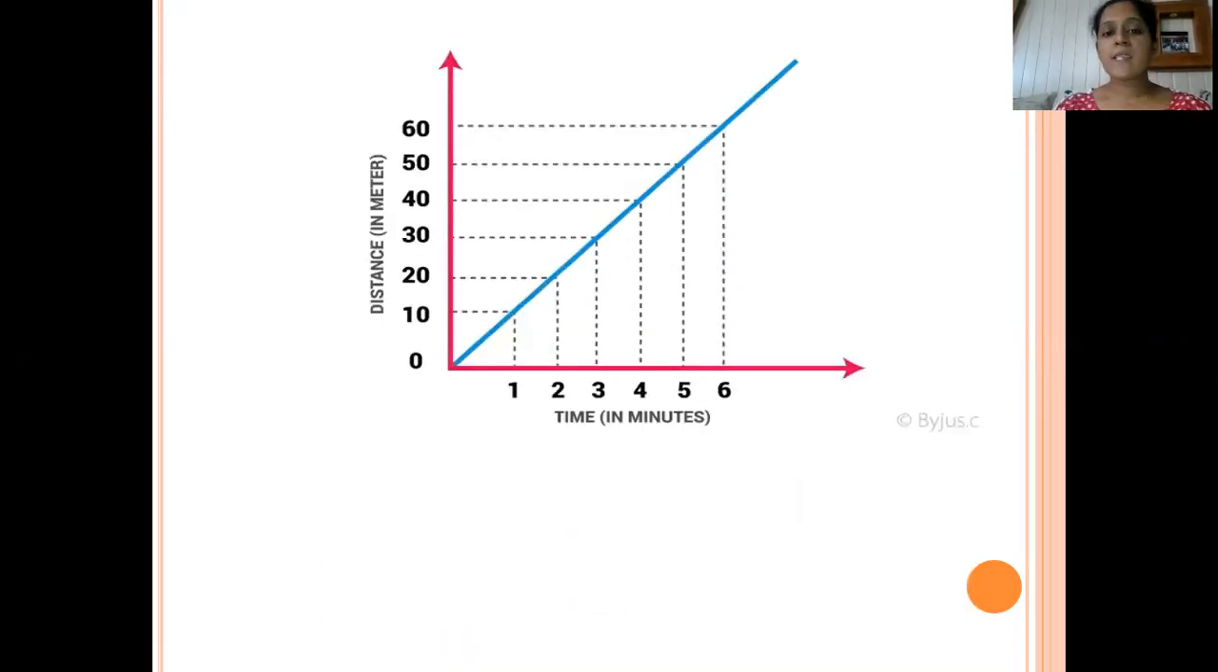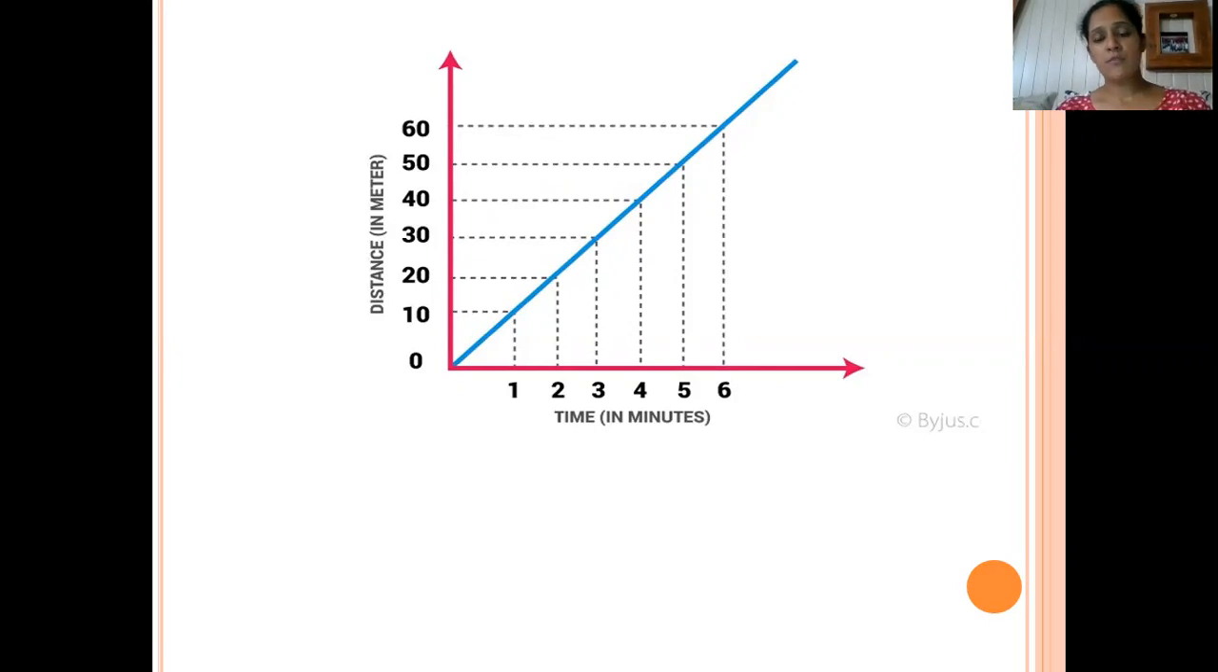Here is a distance time graph where the graph represents a slope and is a straight line. Now, what does this straight line represent? Let us discuss this graph in detail. As we can see, at the origin point, the time is 0 and the distance is also 0. Now, in 1 second, the body covers 10 meters. In another 1 second, the body covers another 10 meter. Then when the time is 3 seconds, the distance covered is 30 meter. That means again the body has covered 10 meter.